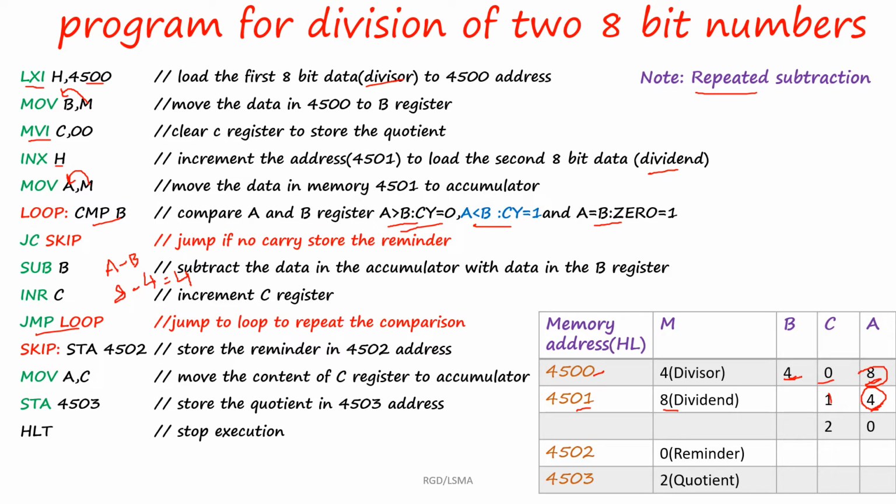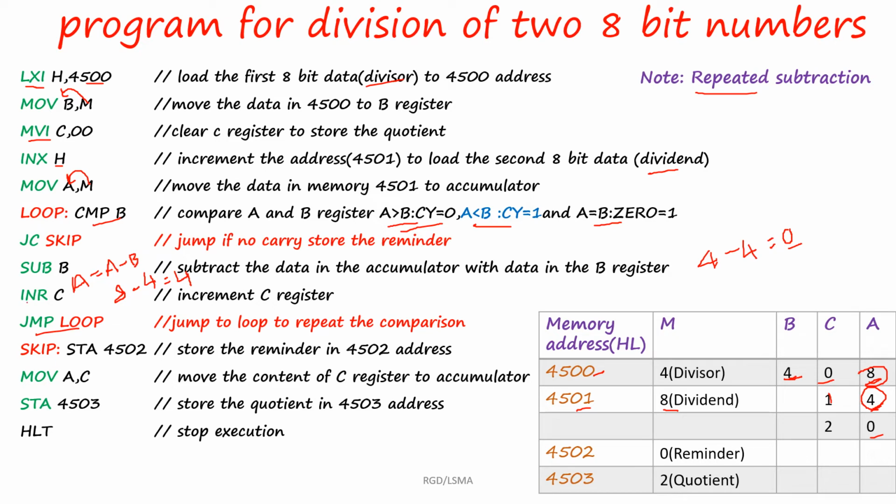So the next step, it will subtract A minus B. A is 4 and B is also 4, right? So it will take 4 minus 4. The answer is equal to 0. Where will this 0 be loaded? The 0 will be automatically loaded into the accumulator. After performing the subtraction process, the result will be automatically loaded into the accumulator only, right? So the accumulator has a value of 0 now.